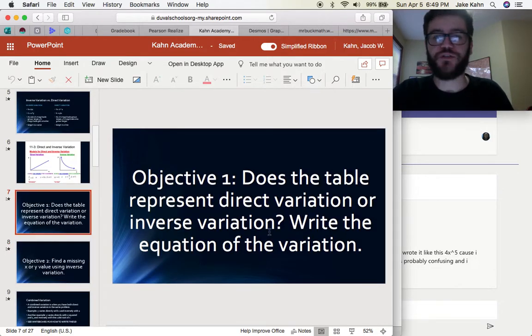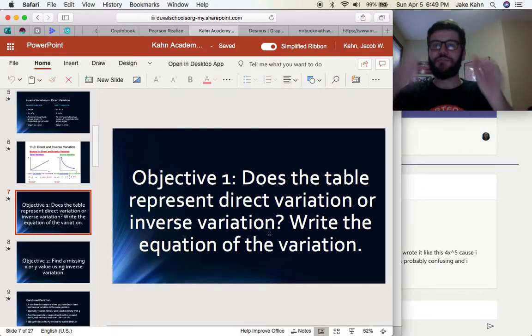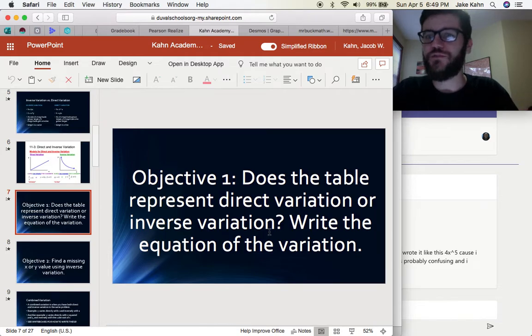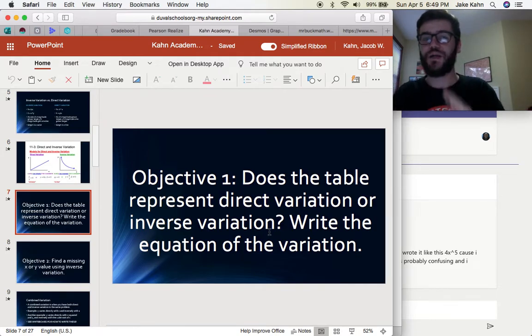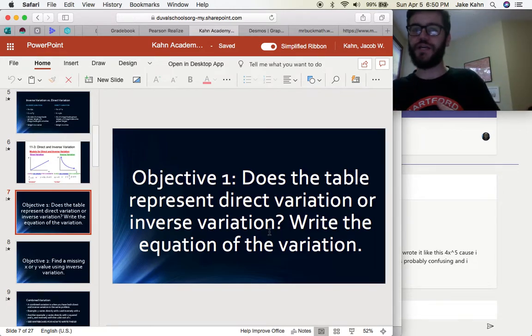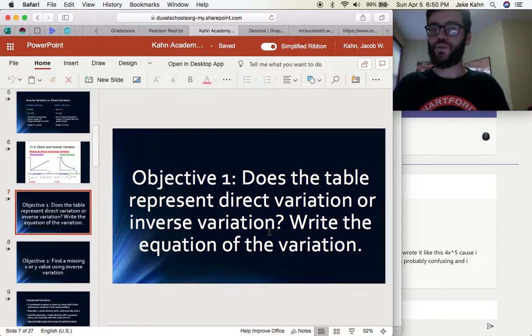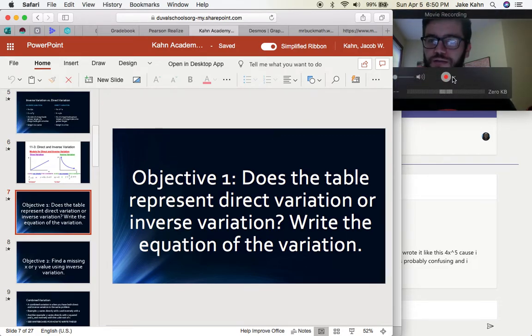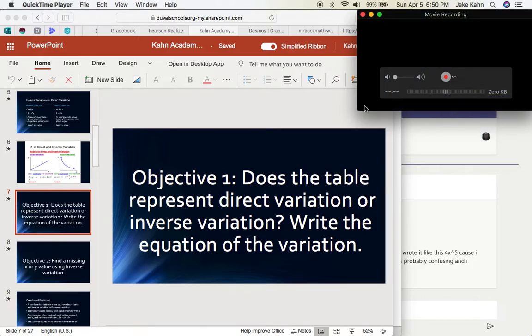Which brings us to our first objective, okay? Objective 1, our first problems that we're going to be solving, and the first problems that are going to be on your classwork, we are going to see a table, and we're just going to be asked, does the table represent direct or inverse variation? And if it is one of those, if it is a direct or inverse variation, we're going to write the equation, okay? So you're going to stop seeing my face here, and I'm going to go over to my iPad.